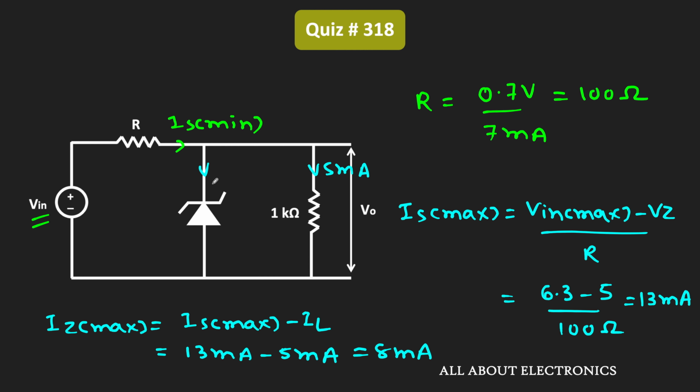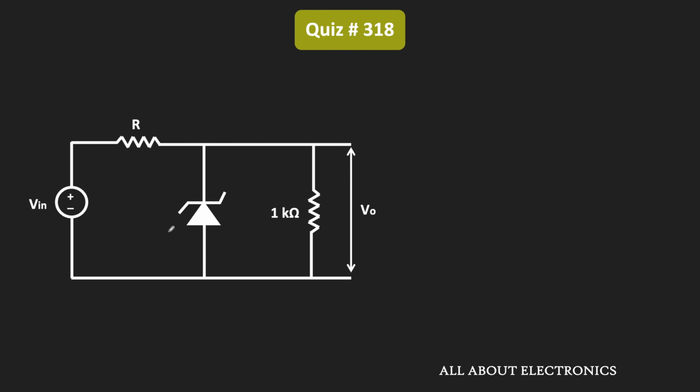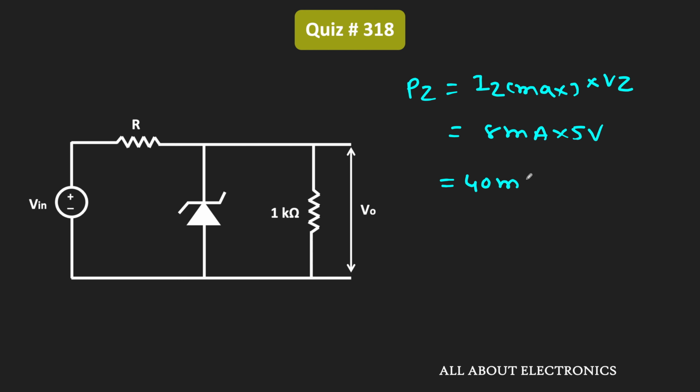And in this case, since the Zener diode is still operating in the breakdown region, so the output across the Zener diode will be equal to 5 volt. So in this case, if we see the power dissipation across this Zener diode, then this Pz will be equal to this Iz max times Vz, that is equal to 8 milliampere times 5 volt, that is equal to 40 milliwatt. That means with the value of R equal to 100 ohm, when the input voltage is maximum, then the power dissipation across the Zener diode is equal to 40 milliwatt.